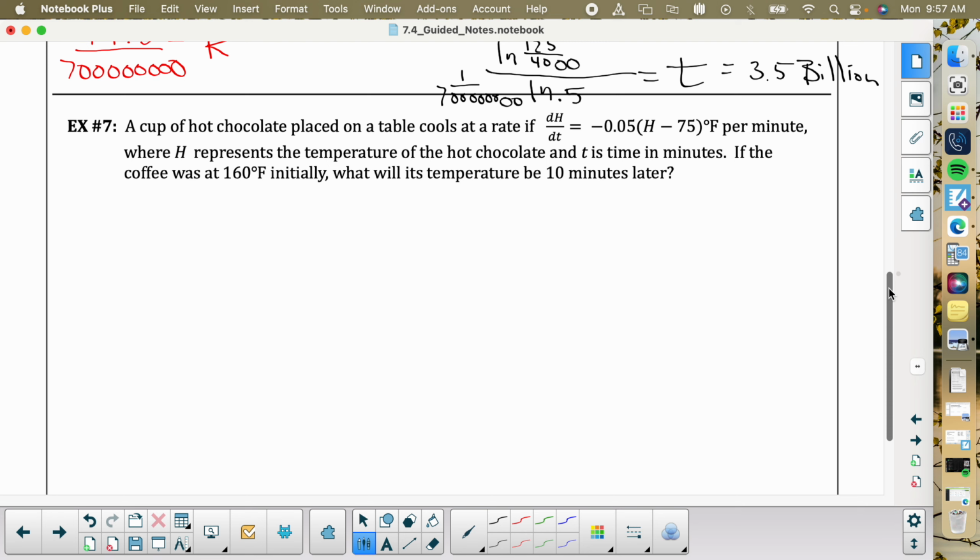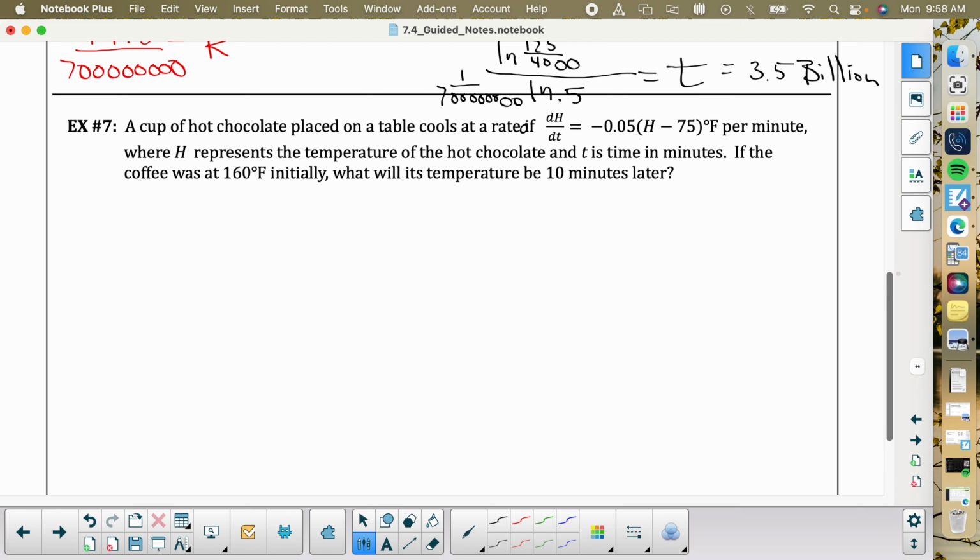Okay, this is Newton's law of cooling, even though I don't think it says so. This has frequently been a free response question. A couple years ago, they had one about a baked potato cooling off out of an oven. About 10 years ago, I think it was a pizza cooling off. A cup of hot chocolate placed on a table cools at a rate of dH/dt equals that per minute, where H represents the temperature and t is minutes. If the coffee was 160 initially, what will its temperature be 10 minutes later?